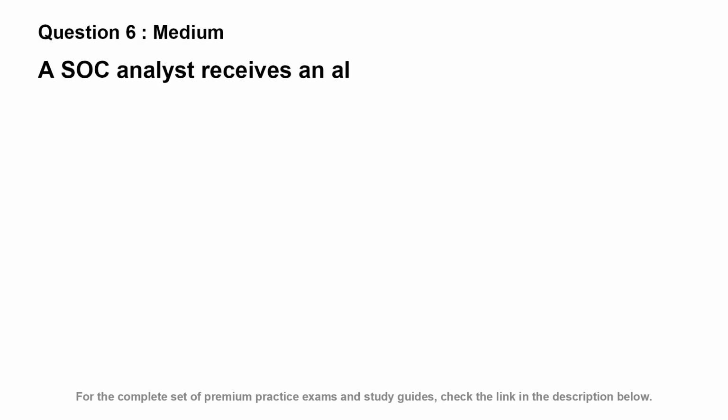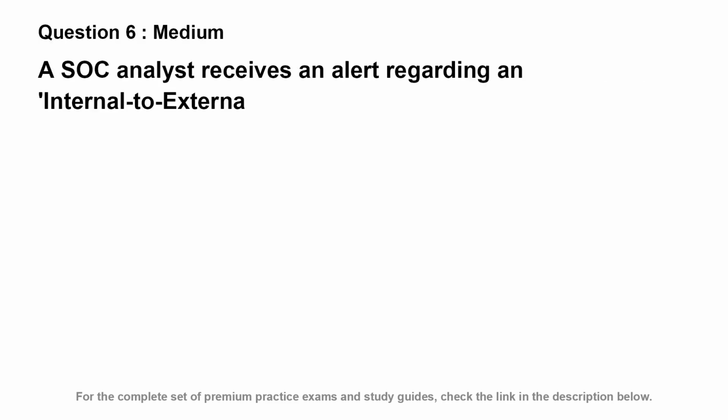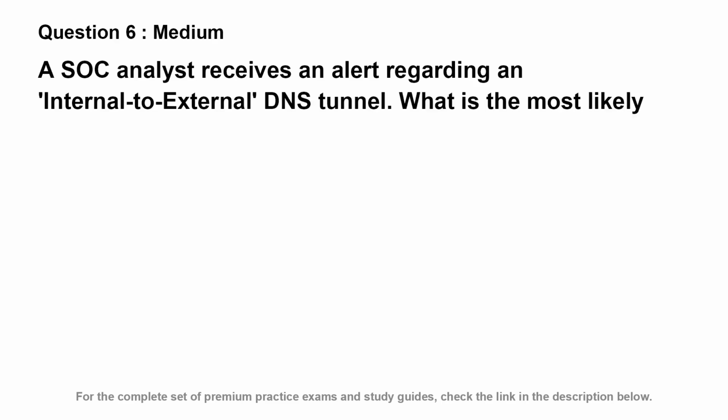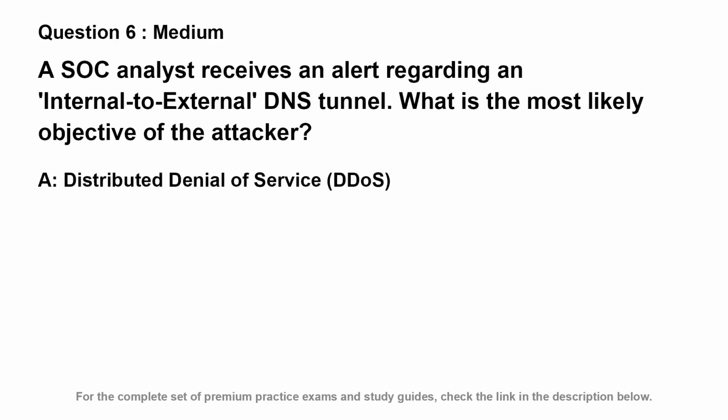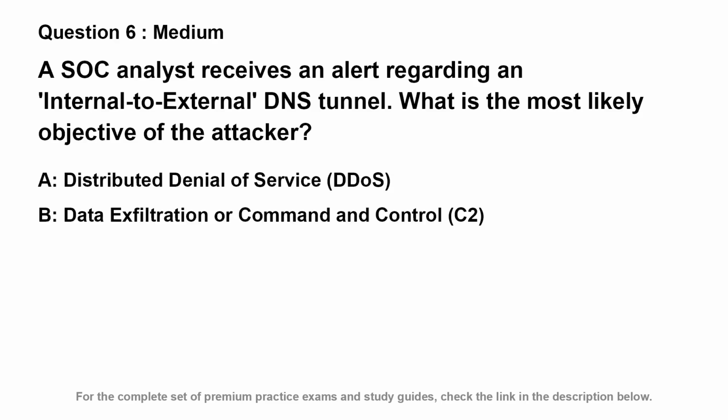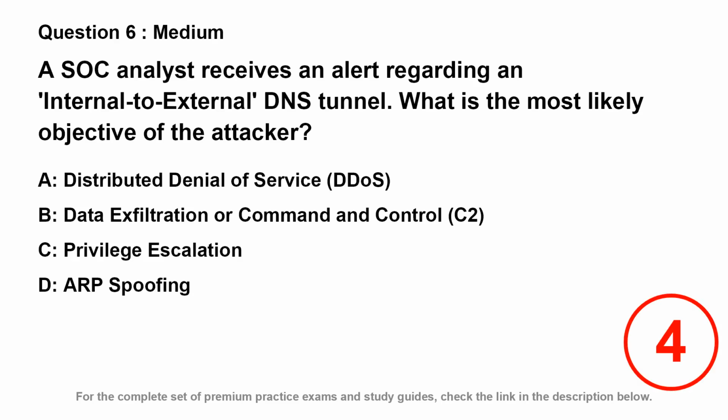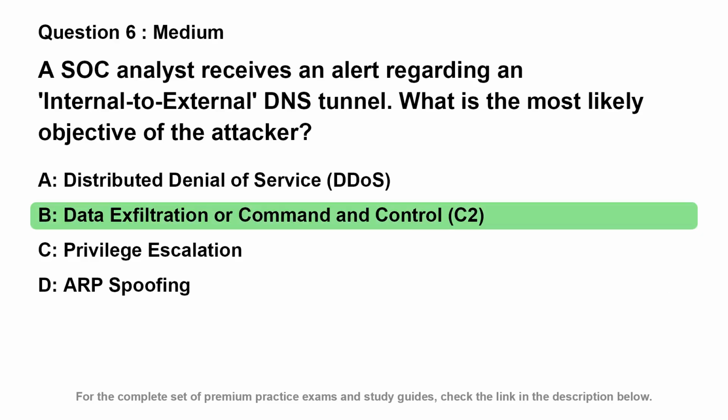A SOC analyst receives an alert regarding an internal to external DNS tunnel. What is the most likely objective of the attacker? Option A, distributed denial of service, DDoS. Option B, data exfiltration, or command and control, C2. Option C, privilege escalation. Option D, ARP spoofing. The correct answer is B.